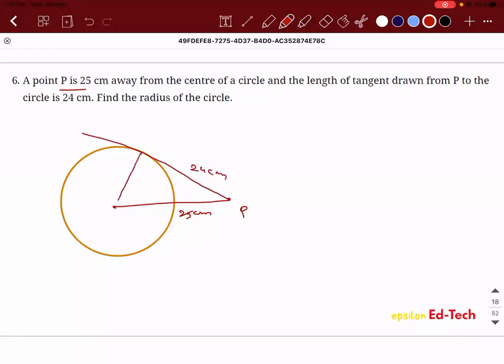So if I take this to be the radius, then we know that this is perpendicular. R squared plus 24 squared is equal to 25 squared. So what is the value of R, guys? 625 minus 576, which will give you 49. So R will be equal to 7 centimeters. 24, 7 and 25 are Pythagorean triplets.